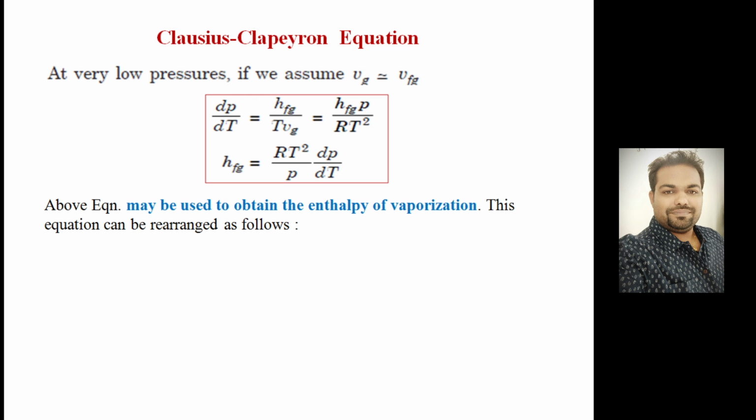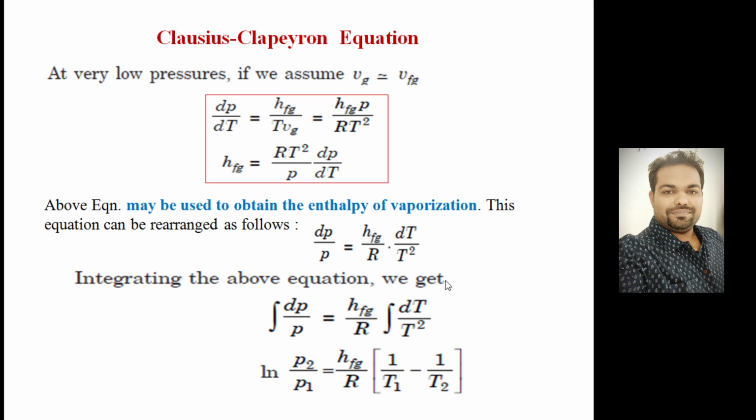If you further rearrange these terms, you can write dP by P. Take these two terms together and the rest of the terms on the other side. So dP by P is equal to hfg by R into dT by T squared. Why am I doing this arrangement? I am doing this to find the final pressure and temperature by considering the initial pressure and temperature. If I integrate this term, I can easily relate two pressures and two temperatures.